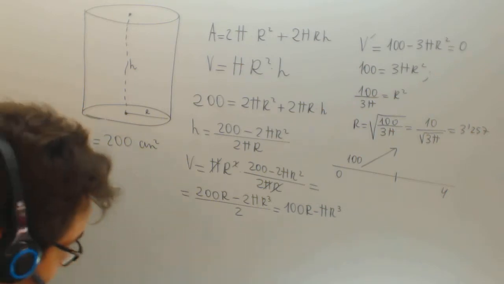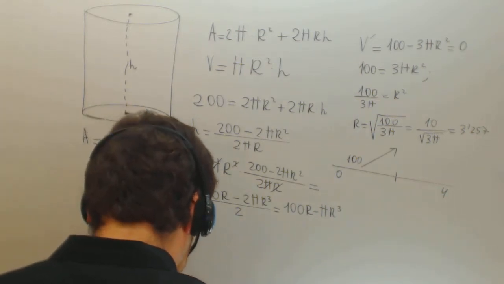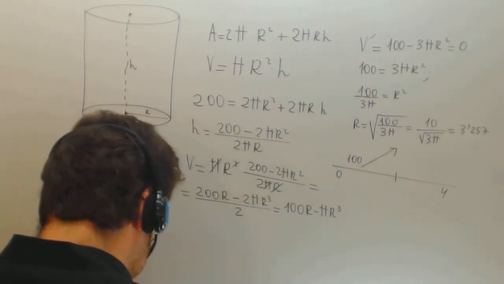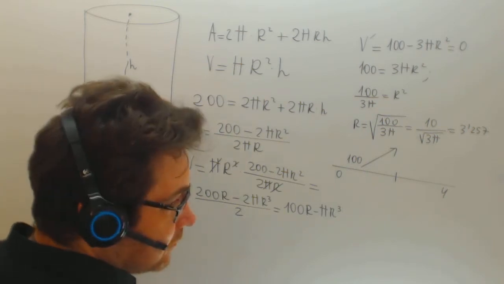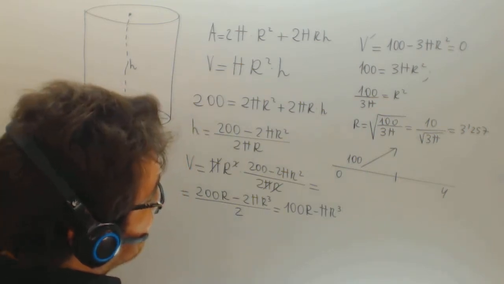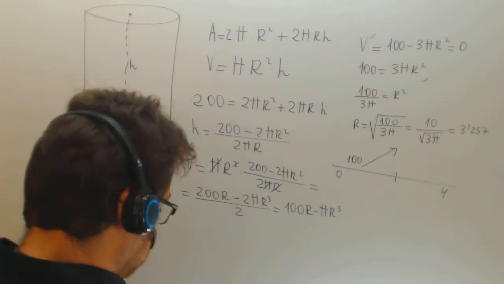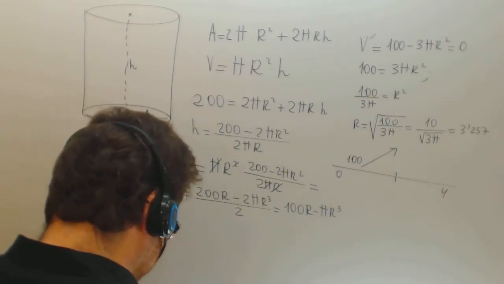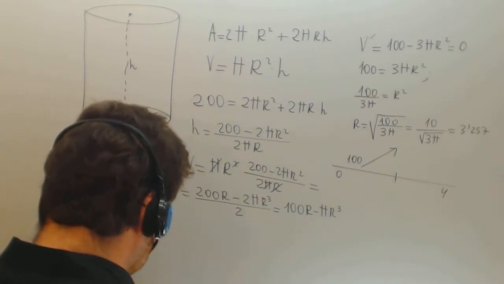Creciente is growing. Yeah, it's growing, y decreciente, ungrowing. I don't think that's the exact word.